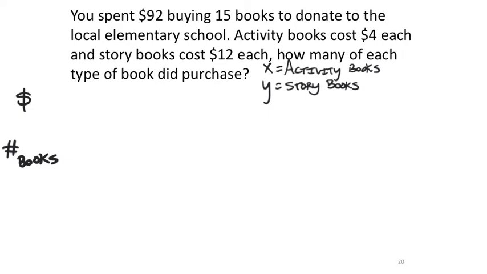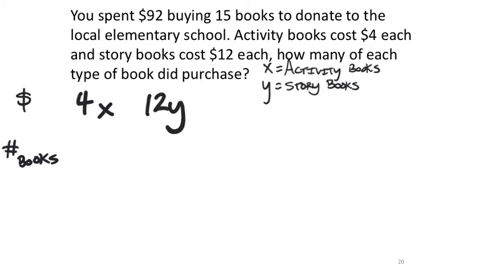That's it. So how about money spent, right? Well, I know activity books are $4 each. So the money spent just on activity books would be the number of activity books, that's X, and then multiply that by 4, because the activity books were $4 each. On the other hand, how much was spent on storybooks? Well, Y is the number of storybooks.